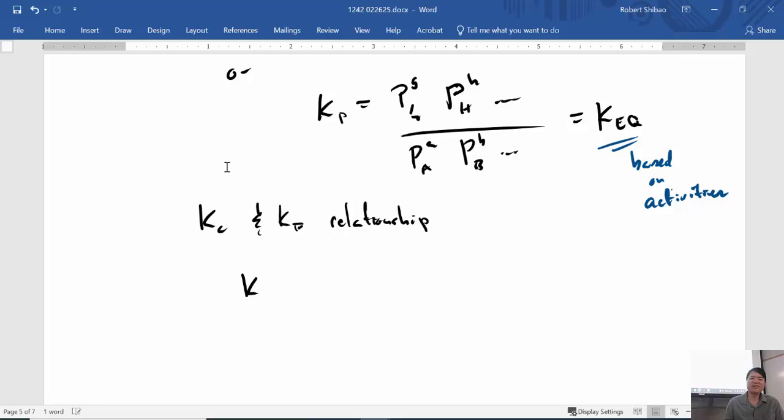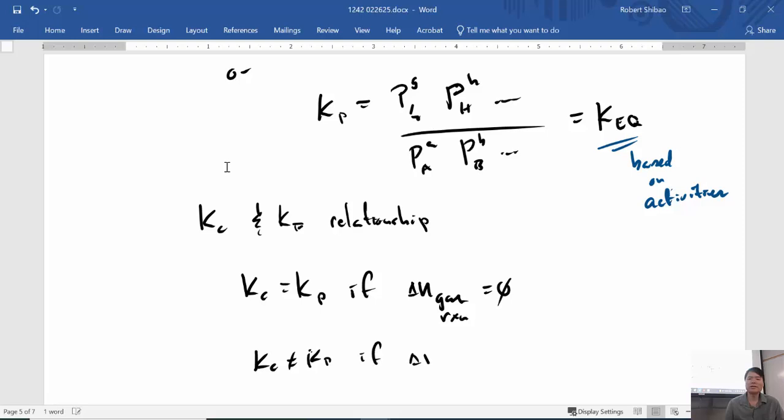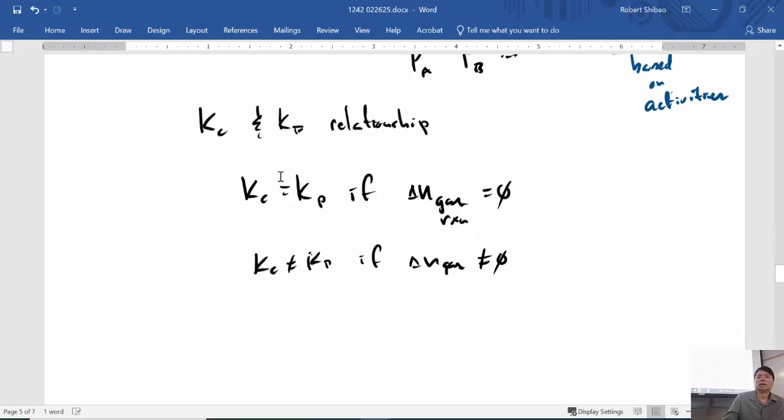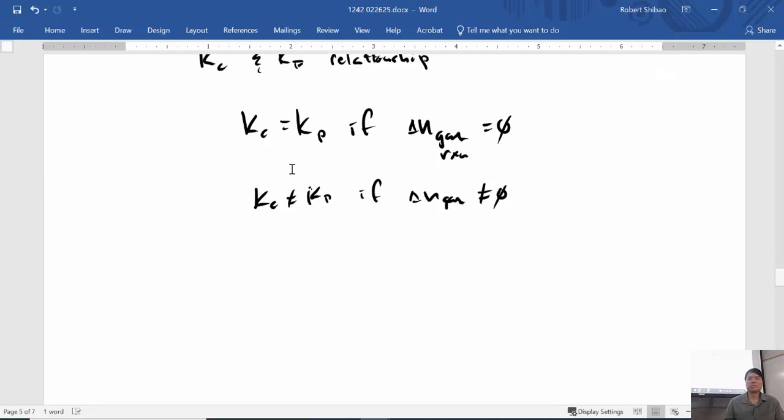Interestingly, Kc and Kp are the same thing if delta N of gas for the reaction is 0. Otherwise, Kc and Kp numerically are different if delta N of gas is non-zero. And that just comes from relationship pressure.